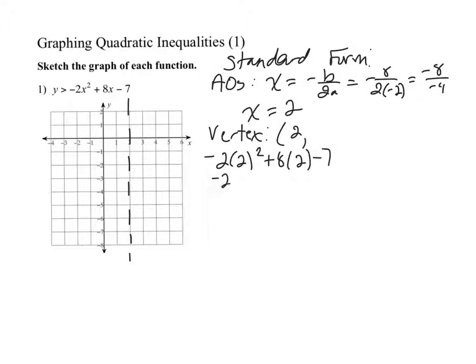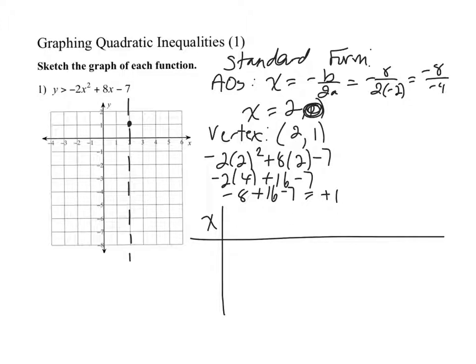So negative 2 times 4. And now it's just a matter of you plugging in, working out. So I have negative 8 plus 16 minus 7. So when x is 2, the y value is 1. So my vertex is over 2 up 1. And I know by a being negative that my parabola is going to open down. Now I need 4 more points. Well, now you're to the point of doing a t-chart.